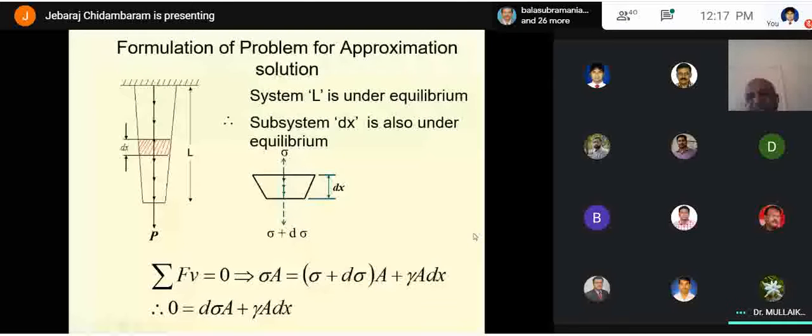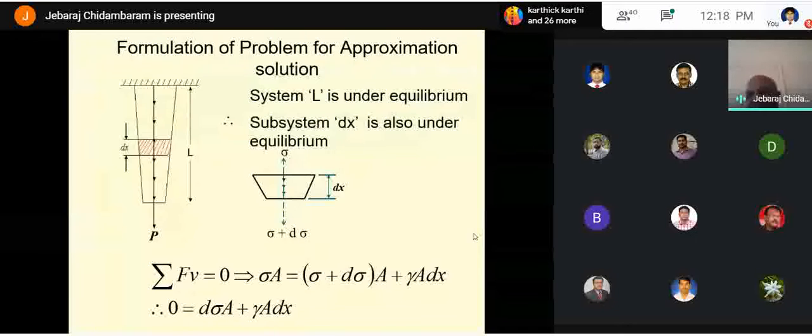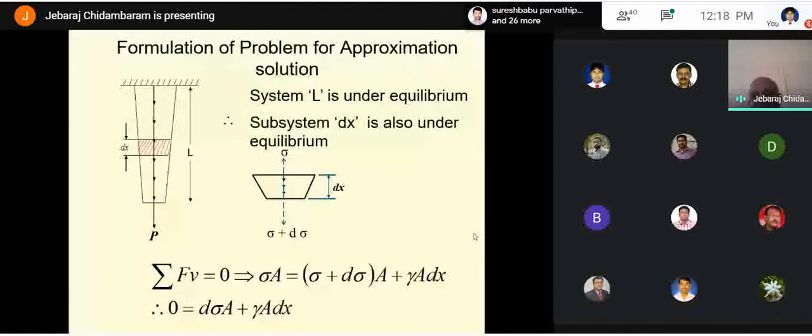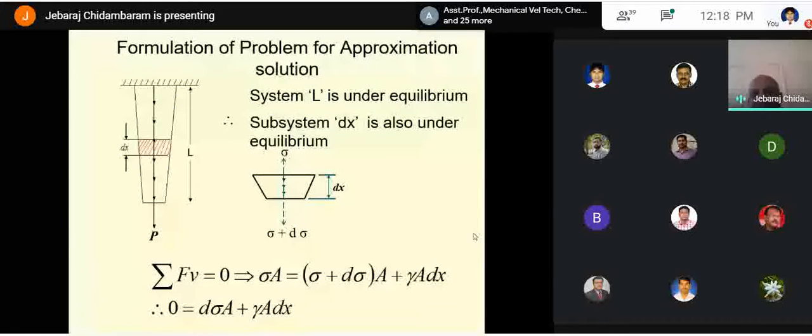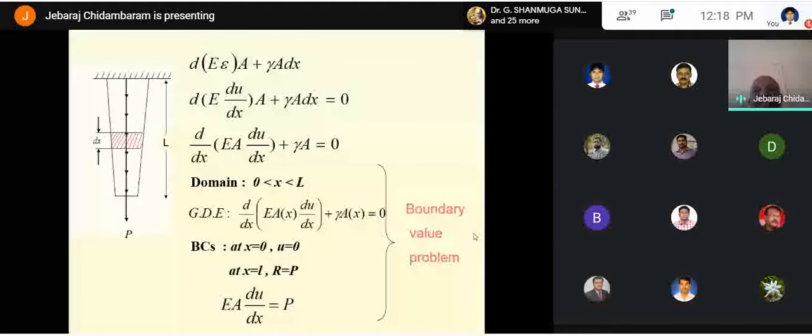Thank you, sir. So sigma into A is the left side, and the right side is sigma into A plus d sigma into A plus gamma A into dx. Sigma A gets cancelled. Therefore, 0 is equal to d sigma into A plus gamma into A into dx. What is sigma? Stress by strain is equal to Young's modulus, so replace sigma by E into epsilon. So d of E into epsilon into A plus gamma into A into dx.